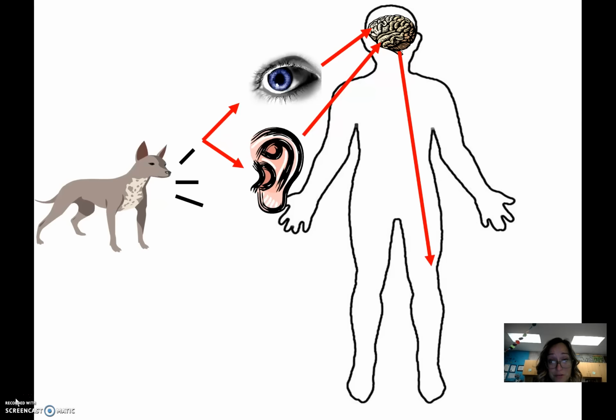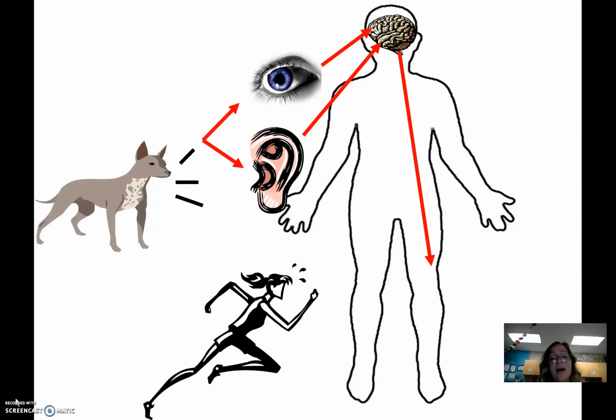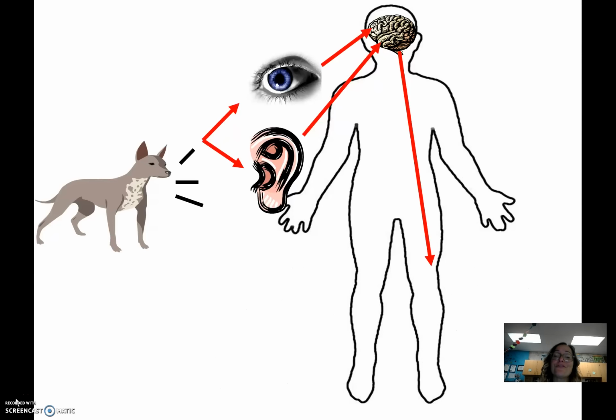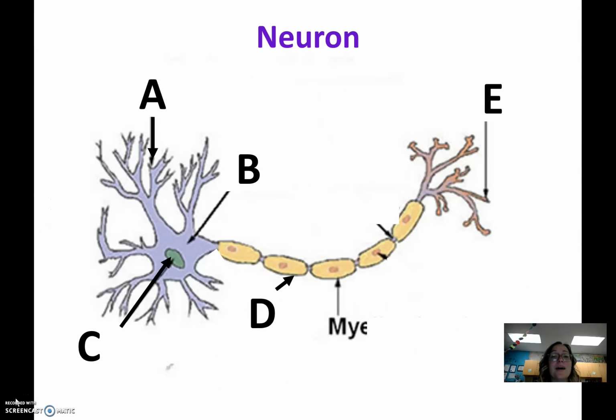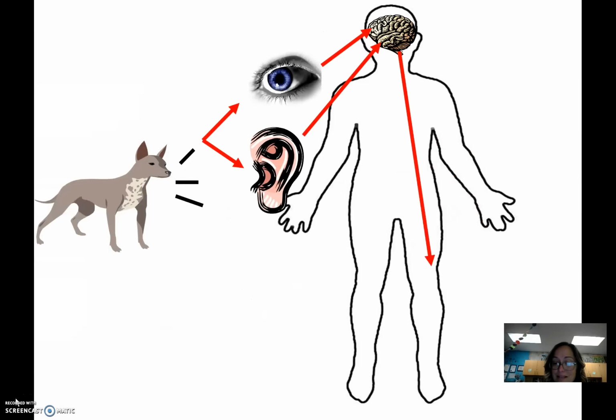If you need to run from the dog, it might send a message to your muscle cells to coordinate movement, and also send a message to your adrenal glands to stimulate the release of epinephrine. So you can run. So here, this is where you have your fight or flight response. So now let's look at how we send these messages.